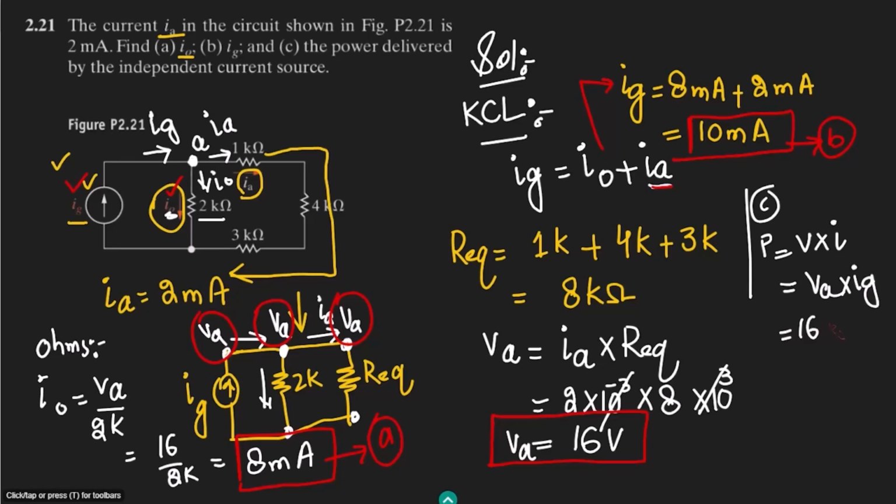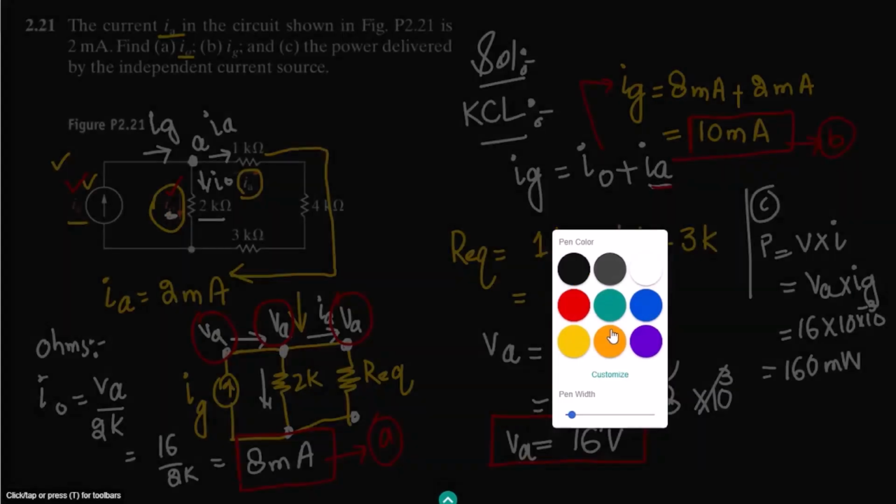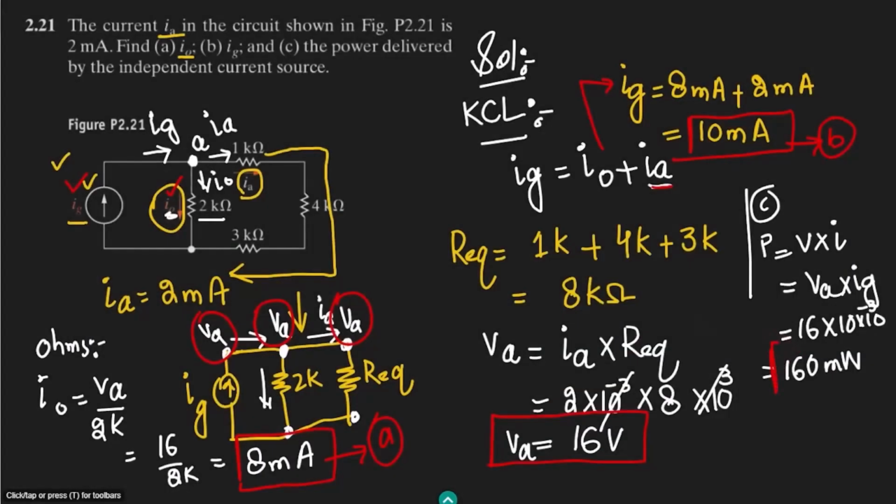So let me put all these values. It will be 16 multiplied by this 10 into 10⁻³, because this is in milliamps, so it will be 160 milliwatts, and that is the solution of part C of my question.